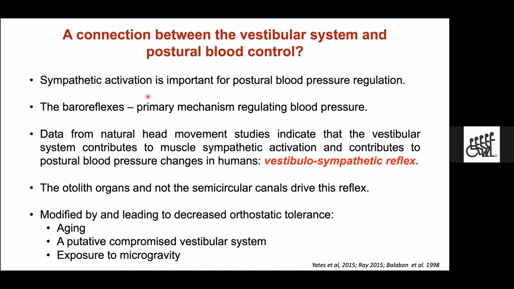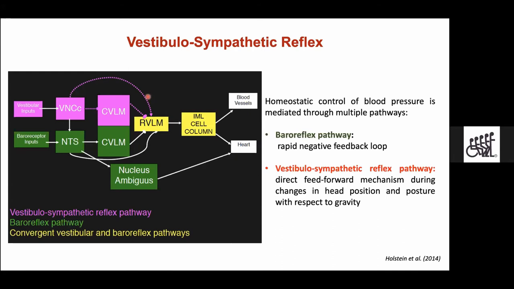And so now you see the point of why I introduced infrared stimulation at the beginning. One of our collaborators, Gay Holstein, at Mount Sinai in New York, has been working on parsing out the anatomy of this vestibulosympathetic reflex for the major part of her career.